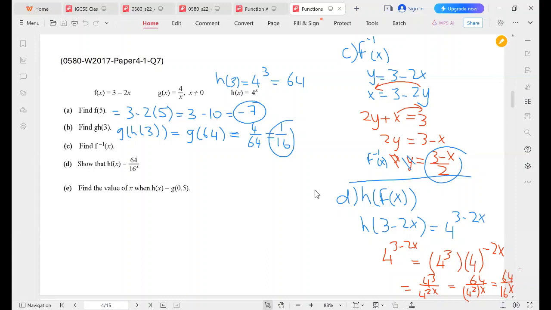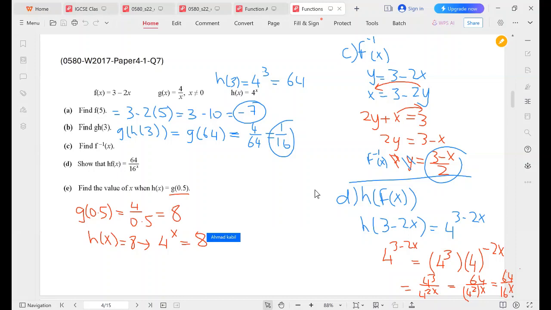And then finally, for E, we want to find the value of x when h of x equals g of 0.5. So let's first start by getting g of 0.5. So g of 0.5 equals 4 divided by 0.5, and this is equal to 8. So we want to get h of x equals to 8. Therefore, 4 power x equals to 8. We want to find the value of x.